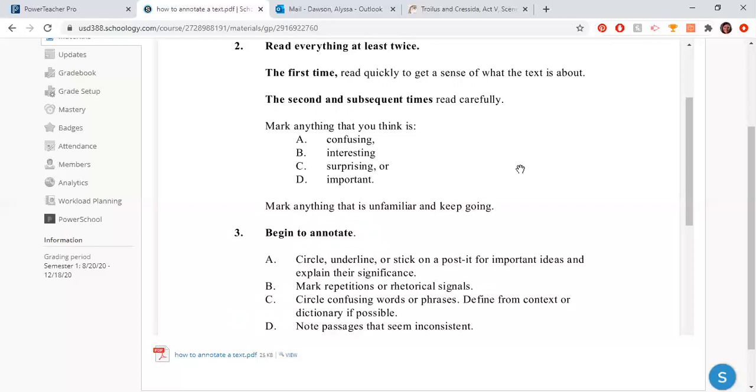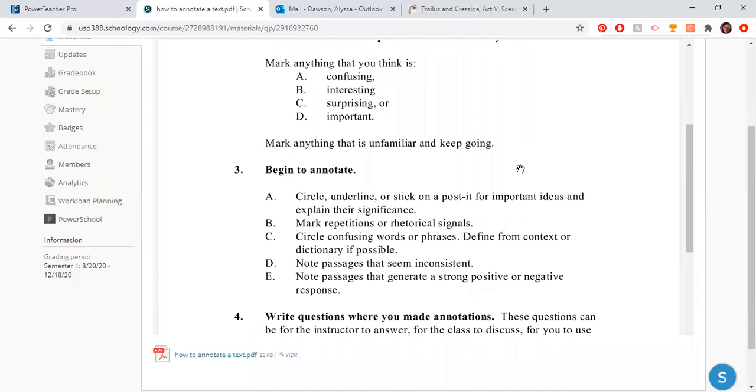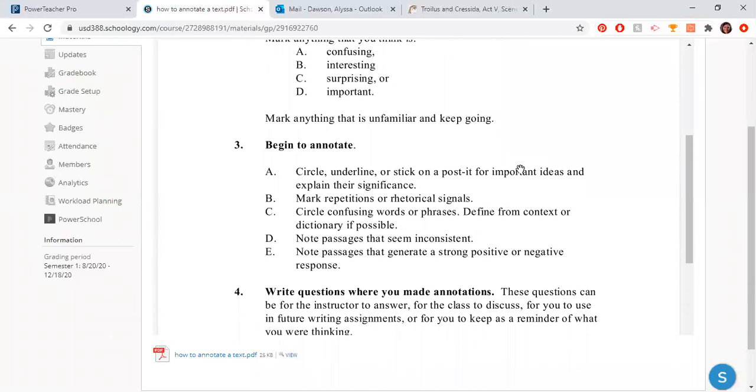So then when you're doing that, you begin to annotate. Circle, underline, or stick on a Post-it for important ideas and explain their significance. Mark repetition or rhetorical signals. Rhetorical signals might be like a list or a certain way of saying things, parallelism if they put things the same way, or if they start with the same words, like I am, I am, I am. In some of the poems, did you do an I am poem for sophomore year? In any case, you'll do that.